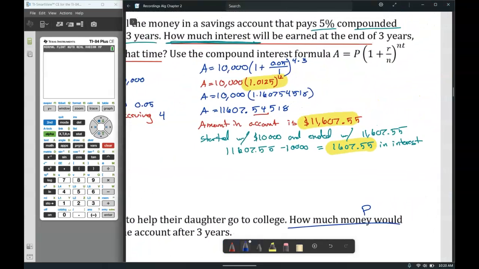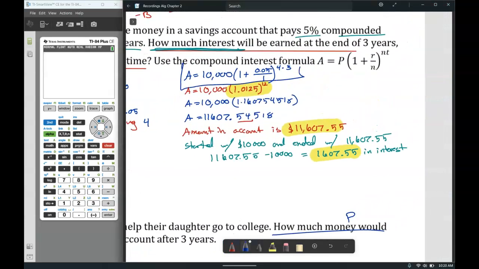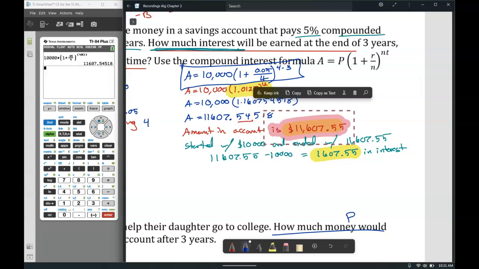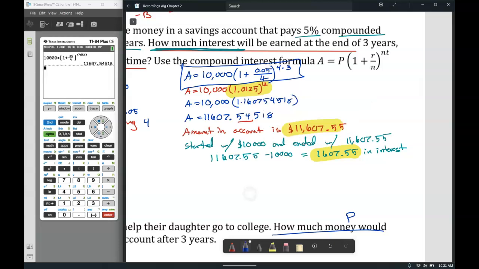If we wanted to evaluate this whole equation at one time, we can do that in our TI-84. We can write the principal amount of 10,000 and multiply it by 1 plus our fraction, 0.05, divided by 4, as our compounding frequency. Close off the parentheses, and then our exponent of 4 times 3. And so now we have the whole equation, and we see how we get the same value that we did before in our account. We are able to evaluate it in one step.